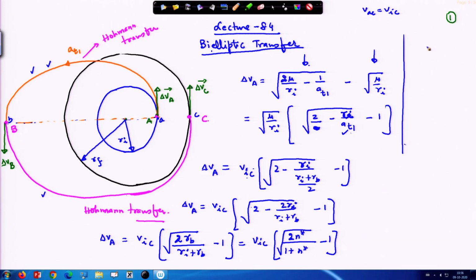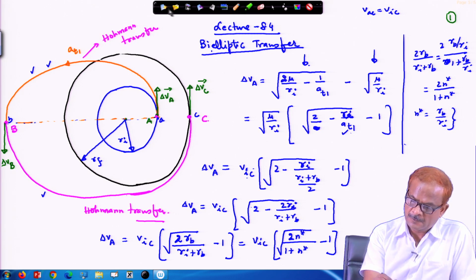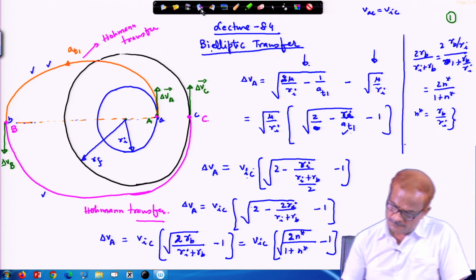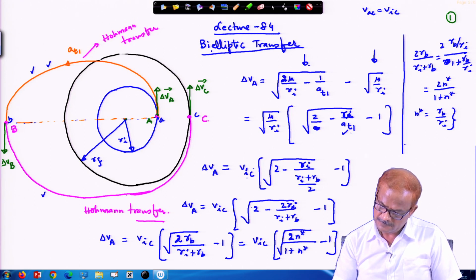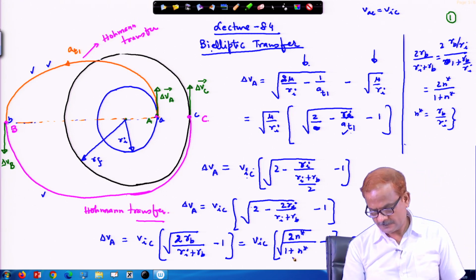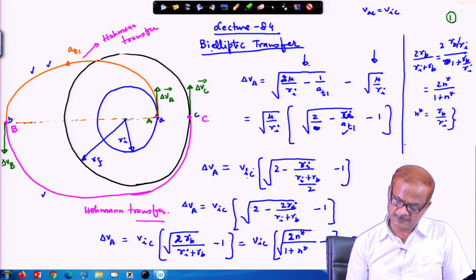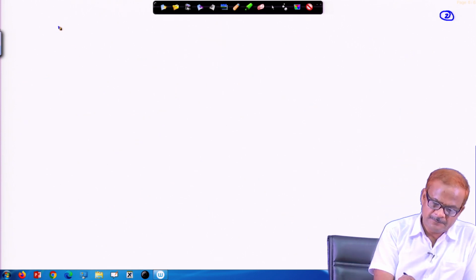What have we done here? We have 2 r b by r I plus r b, so we have divided numerator and denominator by r I. So, r b by r I, and the denominator gets 1 plus r b by r I. So, we get 2 n star over 1 plus n star, where n star we have written as r b by r I. We can name this as equation 1: V I C times 2 n star divided by 1 plus n star, minus 1. Now, the impulse required at B.